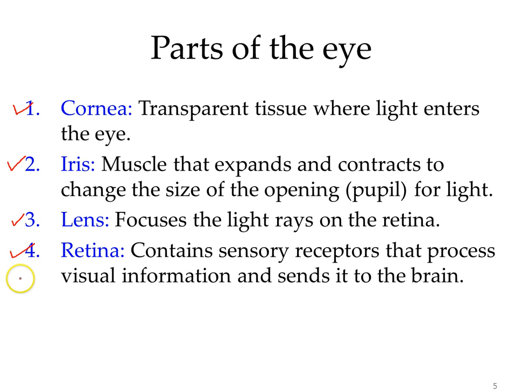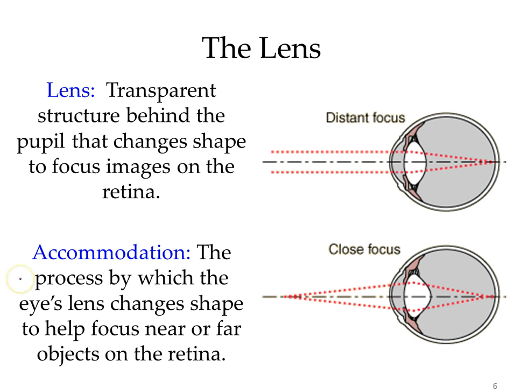Okay, so real quick, if you see here, we have the lens, and it has to change its focus to be able to get the image to the correct spot here. That's known as accommodation, in which it will change shape.